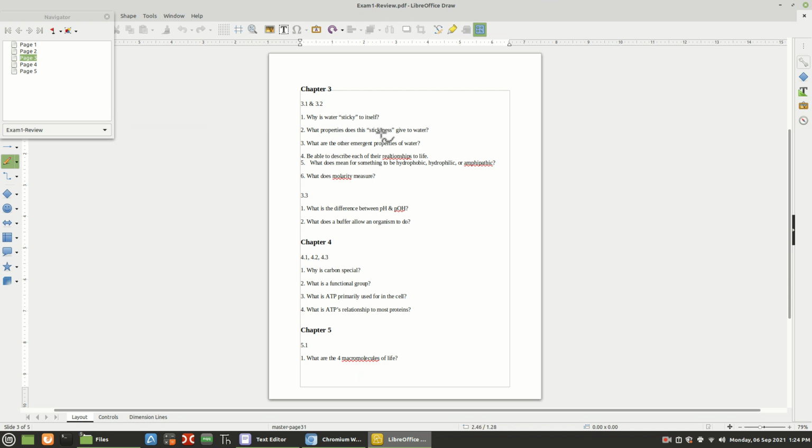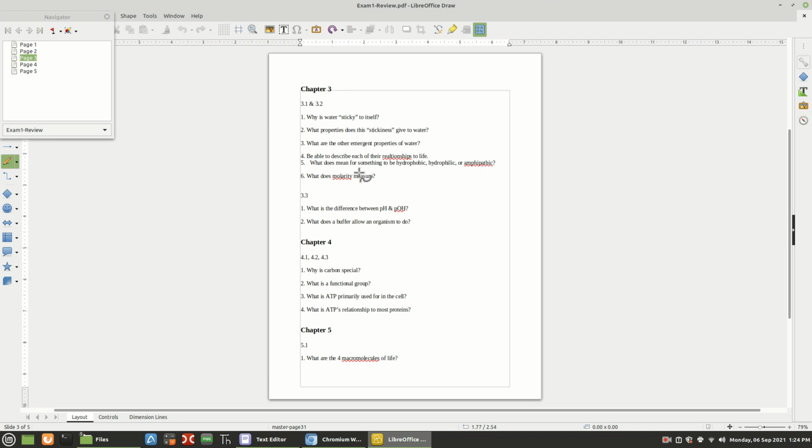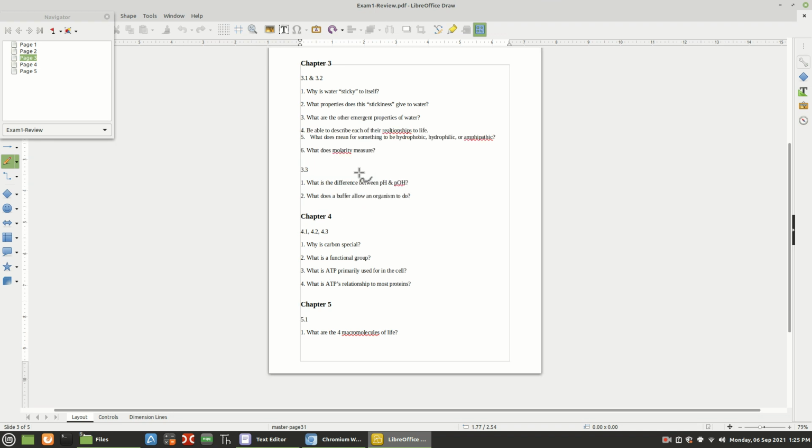The property is hydrogen bonding, or partial positive and partial negative charges. So if you are not familiar with that, you need to probably go look up why water is sticky to itself and find out what the other emergent properties of water are. We talked about emergent properties. I put some new links up for that.